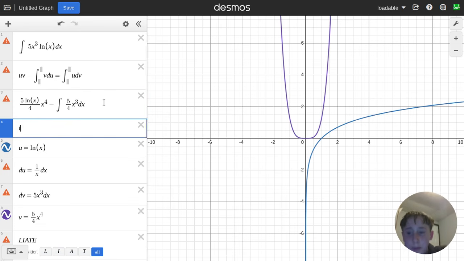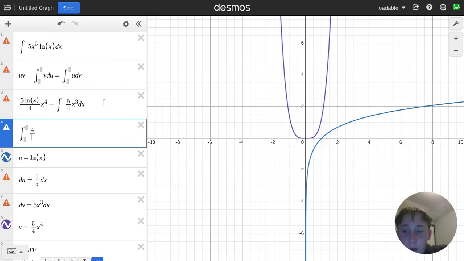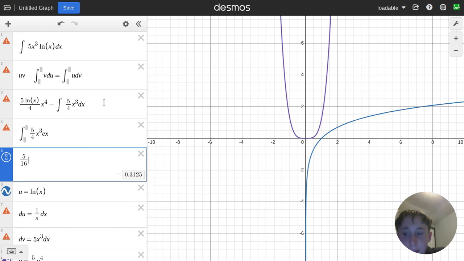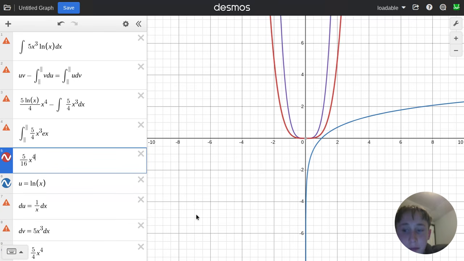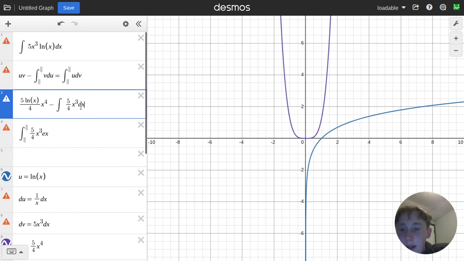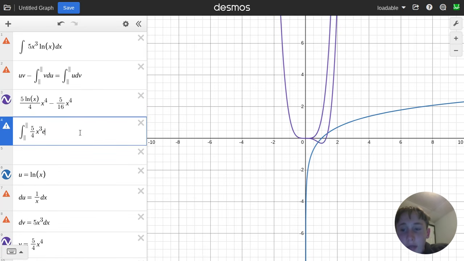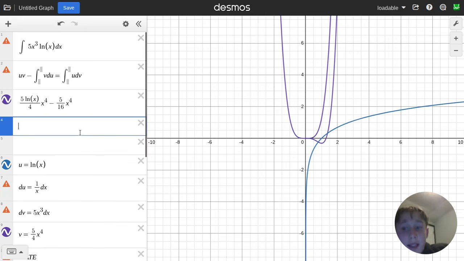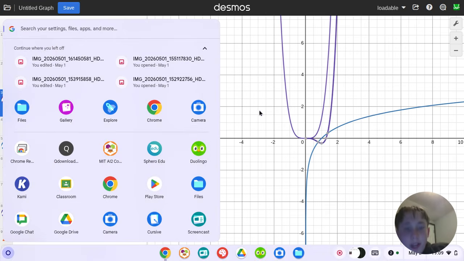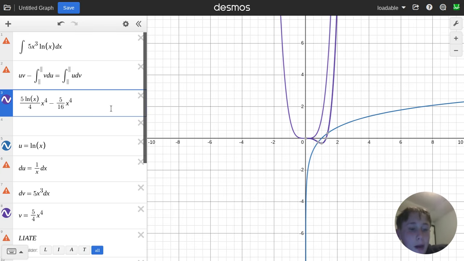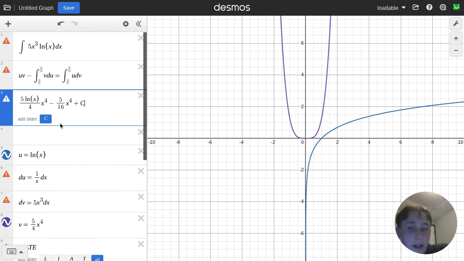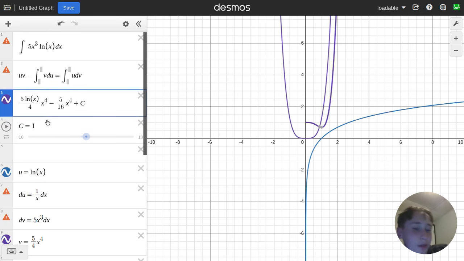So the integral of 5 over 4 x to the third dx: we do over 4, so 5 over 16 x to the fourth. That's what it's going to look like. So that minus 5 over 16 x to the fourth. But you can't forget the constant of integration, which is essentially saying plus some constant. Just conglomerate every constant that could have been there before the derivative, and that's essentially what you have.